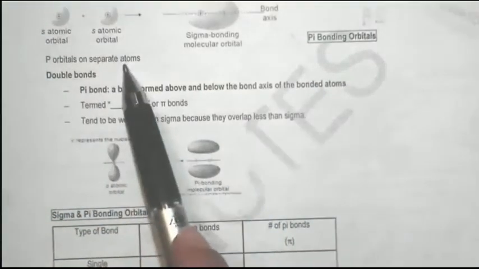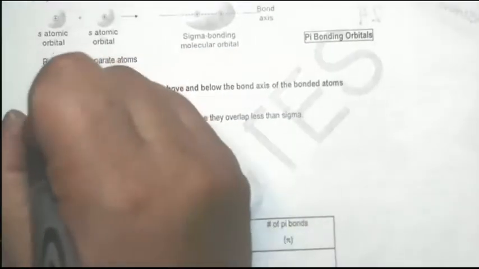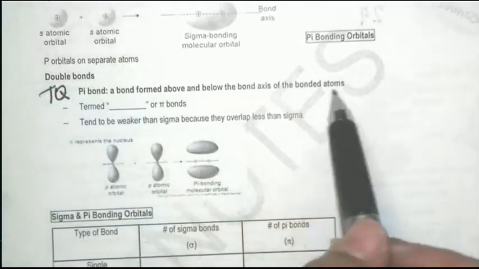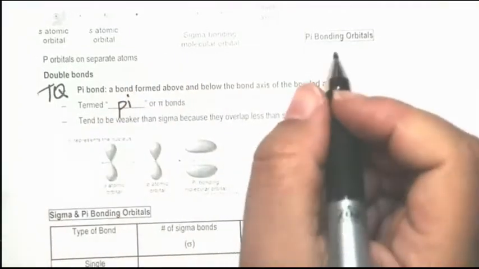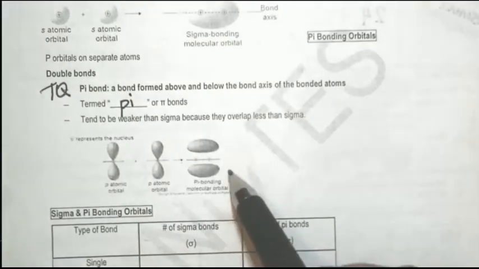Now, the p orbitals on separate atoms form a pi bond. This is another definition you have to know for the test. It's a bond formed above and below the bonding axes of the bonded atoms. It's considered a pi bond. They tend to be weaker than sigma because they're not overlapping on the bonding axes.